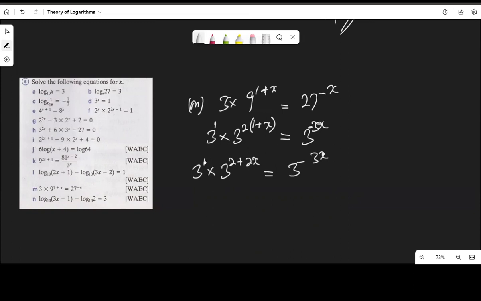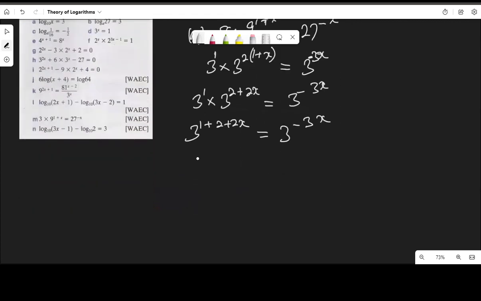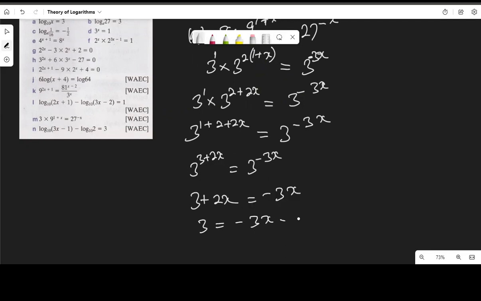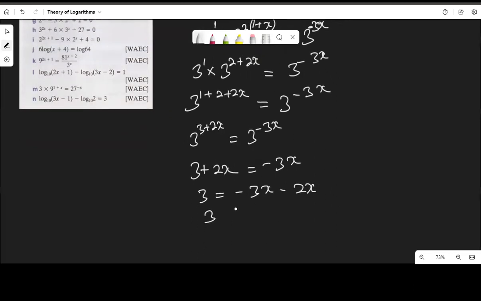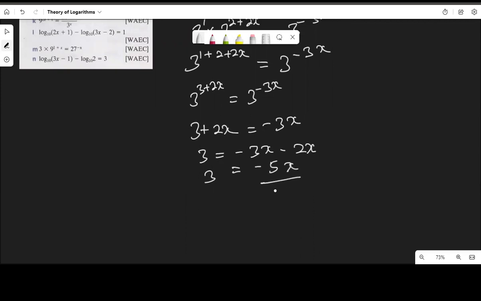So that when we apply the first law of indices here, we have 3 to the power of 1 plus 2 plus 2x equal to 3 to the power of negative 3x. Which gives us 1 plus 2 is 3, 3 to the power of 3 plus 2x equal to 3 to the power of negative 3x. The bases are the same, so let's equate the powers. 3 plus 2x equal to negative 3x. Collecting terms, 3 is equal to negative 3x minus 2x, 3 equal to negative 5x. Divide both sides by negative 5. So x therefore is negative 3 over 5.